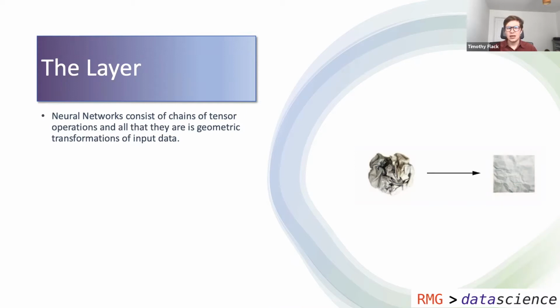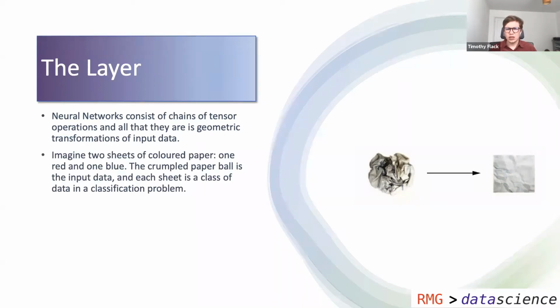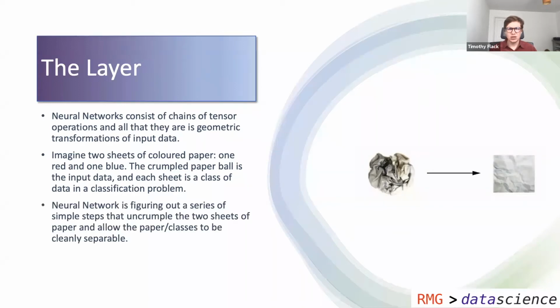Now, how would I unravel that crumpled mess to get two clean sheets that are clearly separable, and I can do my classification? So what the neural network is trying to do is figure out a series of simple steps, so transformations via layers, that ultimately uncrumple the two sheets of paper and allow the paper, or in this case, classes of data, to be cleanly separable. Again, in more technical terms, the neural network is finding neat representations for complex, highly folded data manifolds.